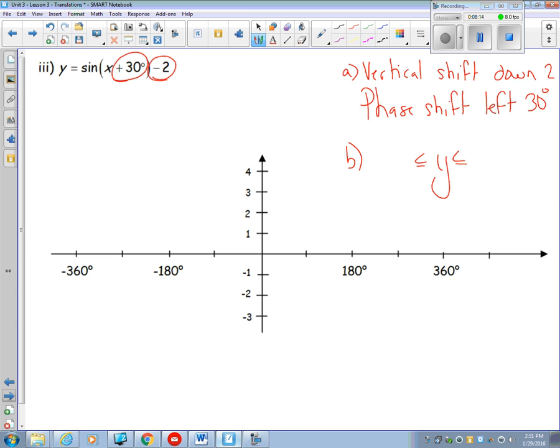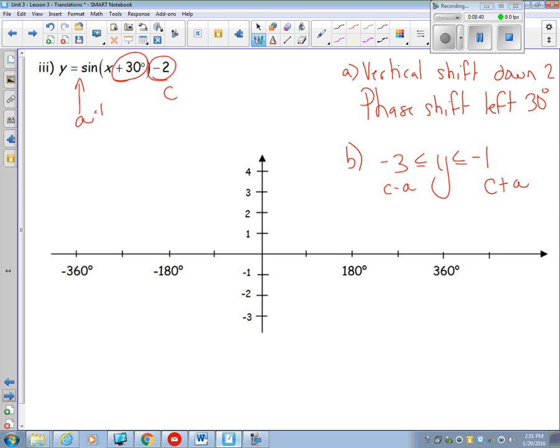Okay, my range, my y values. I take my center axis, my C, and I'm going to add my A. Remember, A is 1, hasn't changed. Okay, negative 2 plus 1, oh, still negative 1. That's my max. Negative 2 minus 1, that would be my min. Remember, this is always C plus A and C minus A, right? That doesn't go away.